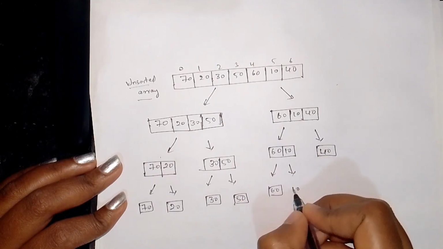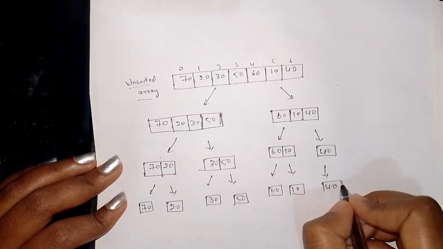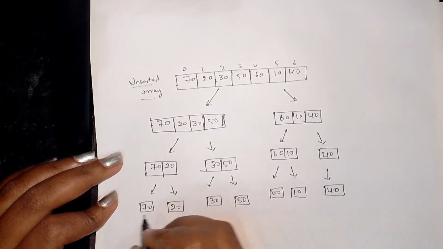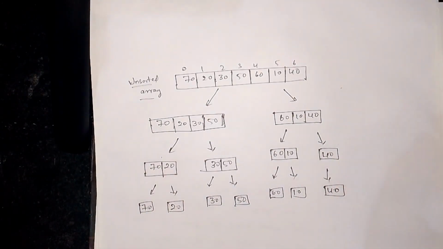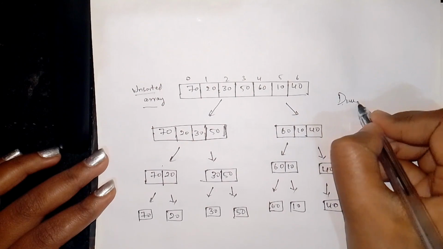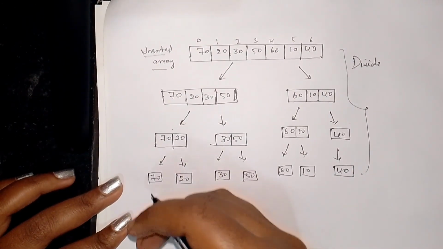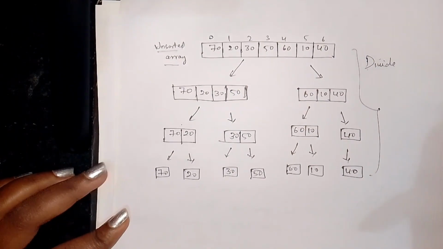Here 60 and 10. We can't do any division further, so we say these are base cases. Till now we have performed the divide step, and now we are going to perform the conquer and merge steps.